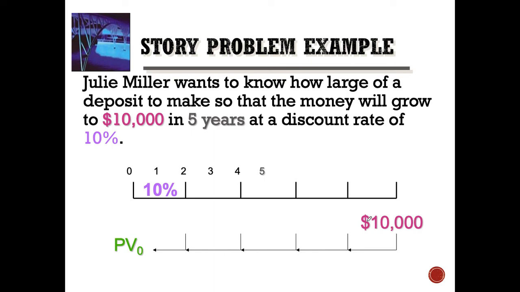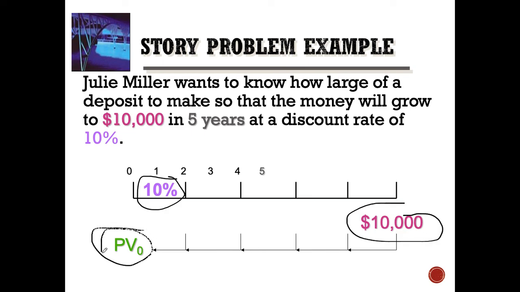Okay, story problem example, the next. Julie Miller wants to know how large a deposit to make so that the money will grow to $10,000 in 5 years at a discount rate of 10%. So now the interest rate is 10%, and the money will grow to $10,000 in 5 years. So how much is the present value of money today?